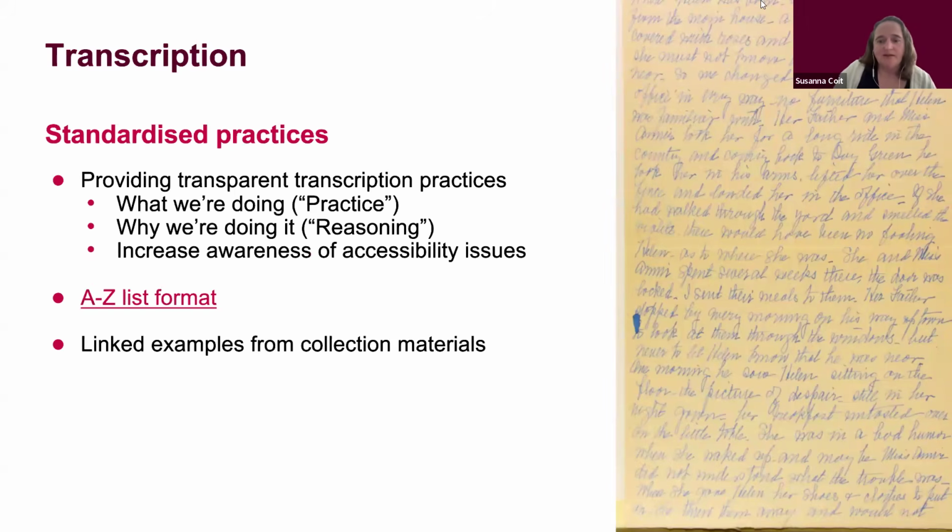So as I said, we have standardized practice that we document and make available on our site for our transcriptions. In the documentation, we explain what we're doing and why we're doing it. We use an A to Z list, just an alphabetical list, so that people can easily look up something quickly. For example, if someone wants to know how we indicate when text is underlined, they can go right to the U and find out that we put stars around it.